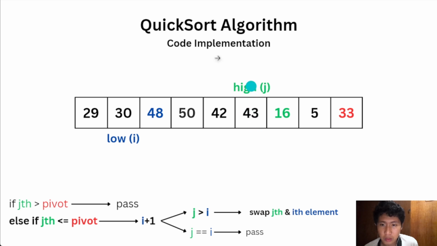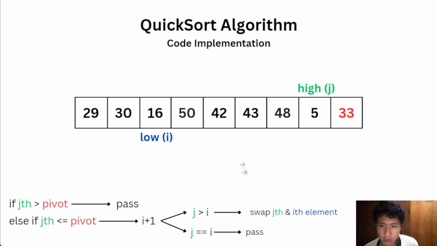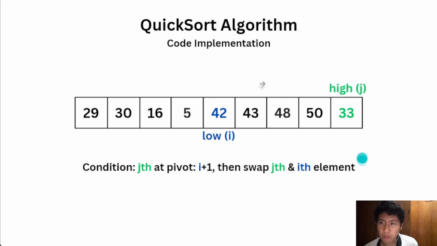So next, we continue on moving to the next array. So we can see here, from 42 we move to 43. But since 43 is greater than 33, we pass. And same process, you can see 16 is lower, so we swap. Again, same process, 5, we do swapping again.